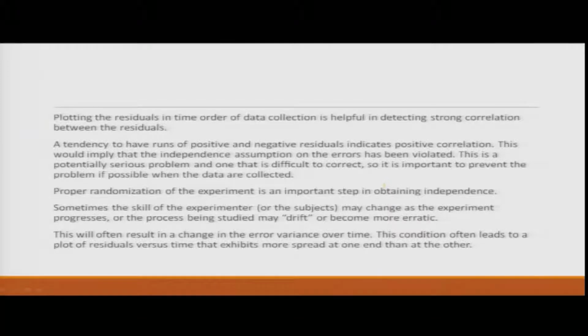Plotting the residuals in time order of data collection is helpful in detecting strong correlations between the residuals. A tendency to have runs of positive and negative residuals indicates positive correlation. This would imply that the independence assumption on the errors has been violated. This is a potentially serious problem and one that is difficult to correct. So, it is important to prevent the problem if possible when the data are collected, and we can take corrective actions accordingly. Proper randomization of the experiment is an important step in obtaining the independent structure.